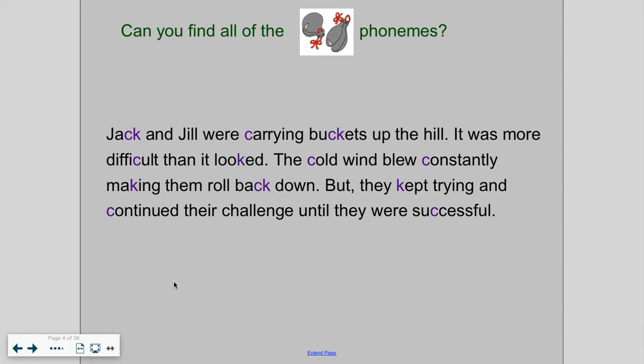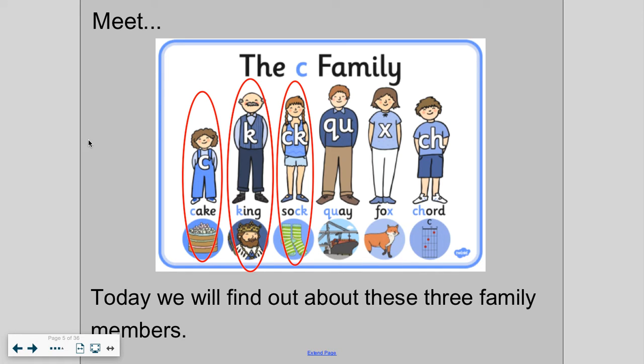We're going to have a look specifically at these graphemes today and think about how we might use them to help us with our spelling. Meet the k family. All of these family members can be used to spell that k phoneme. We can use a letter C. What letter is this? That's right, it's the letter K. We can have both those letters together as a digraph, the C and the K.